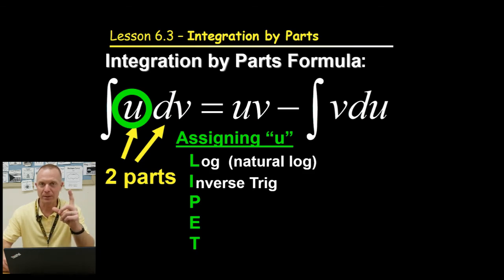What if you have both? Well, this is like a hierarchy. So logs always come first, and then comes inverse trig, and then comes trig, and a function that starts with a P: P for power function.